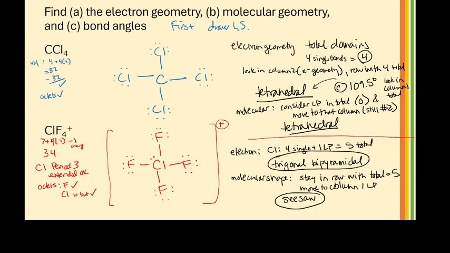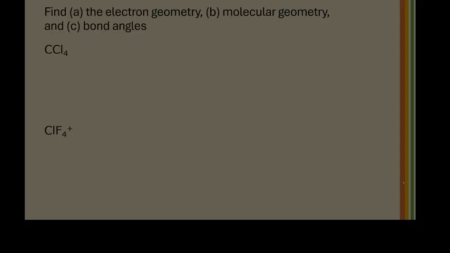And when I'm looking for bond angles, with this shape, there are 2 kinds of bond angles. The equatorial ones are 120 degrees. The axial ones are 90 degrees. Just list both of them.